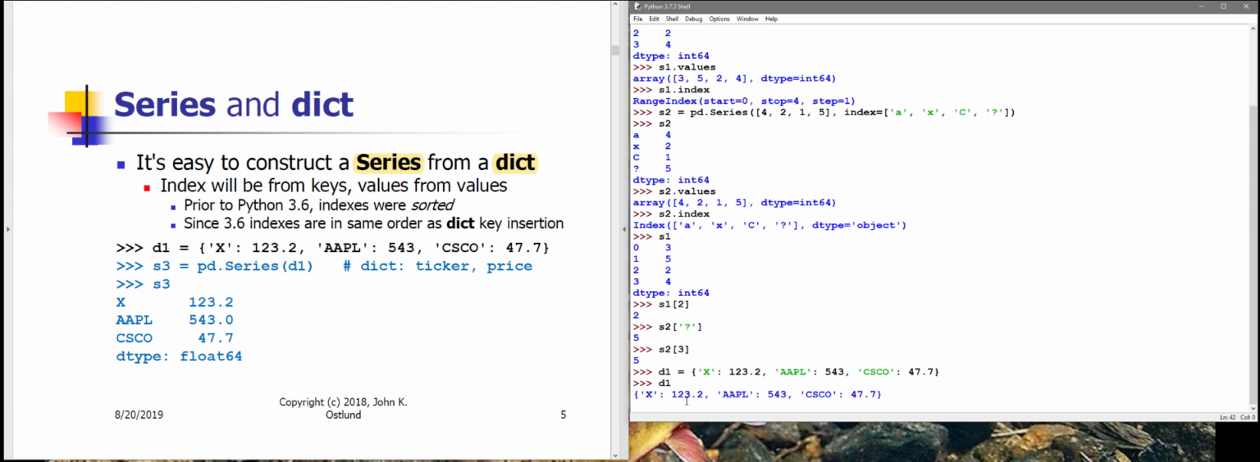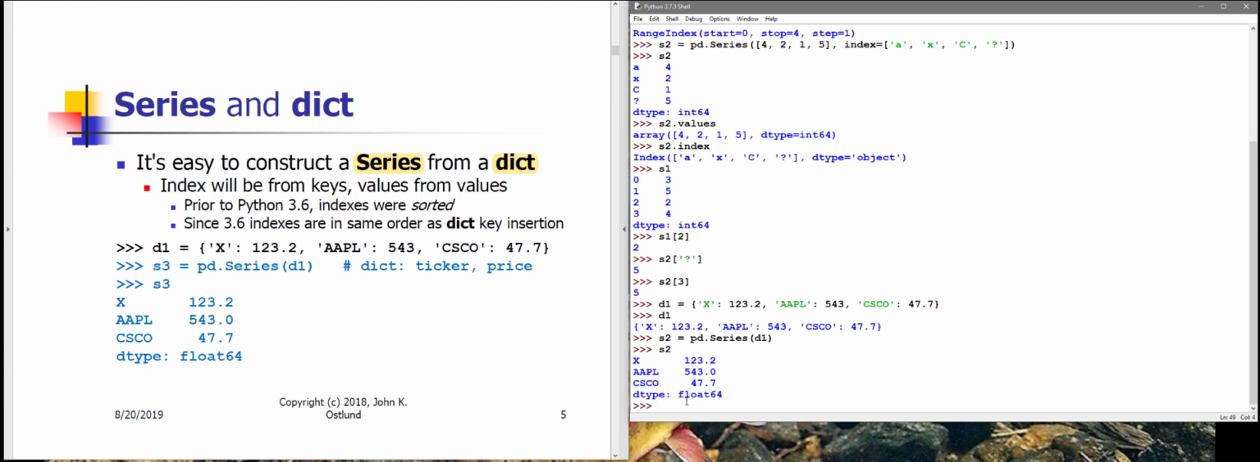There we go. So D1 is my dictionary, and now I can very easily just say, give me a series S3 constructed from that dictionary D1. Whoops, Series. And there we are. Okay.